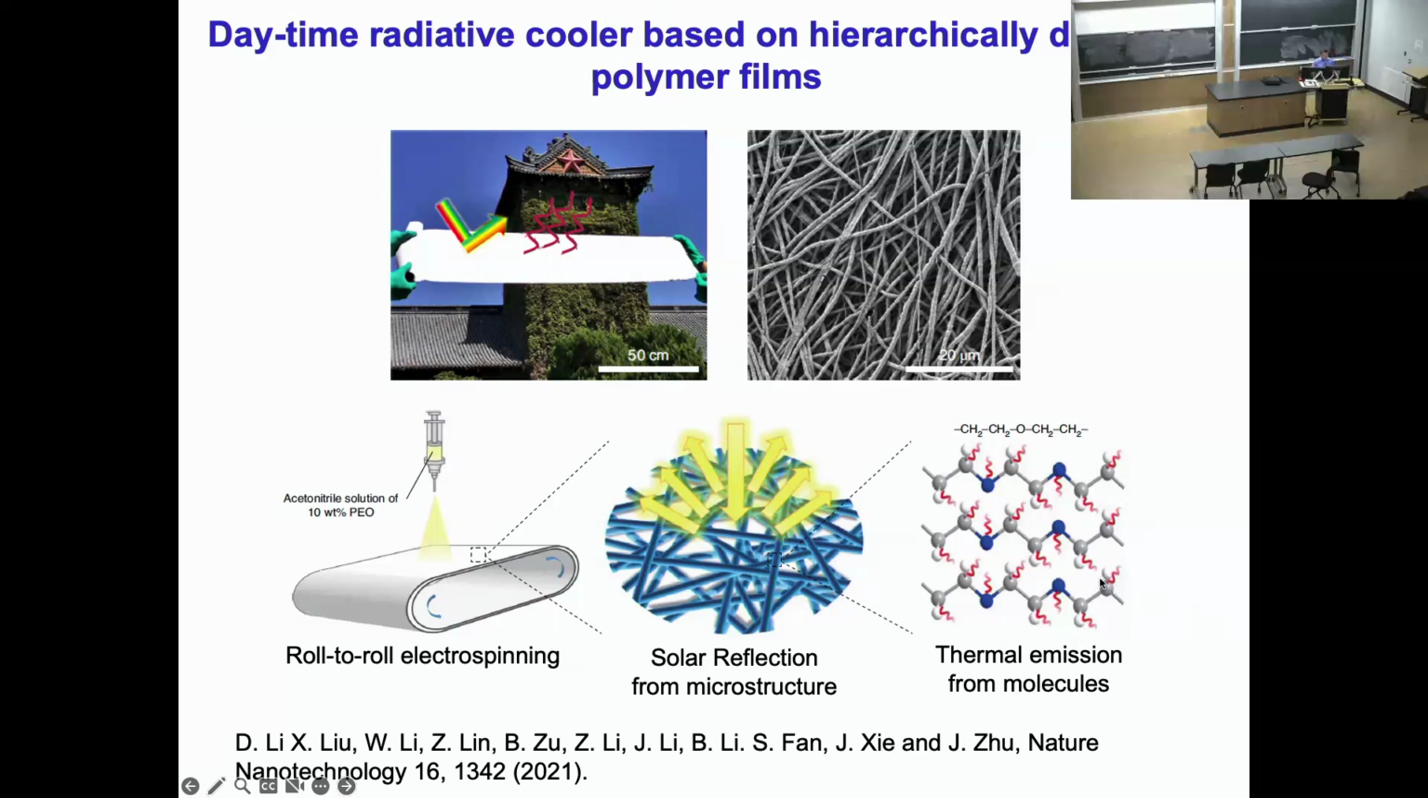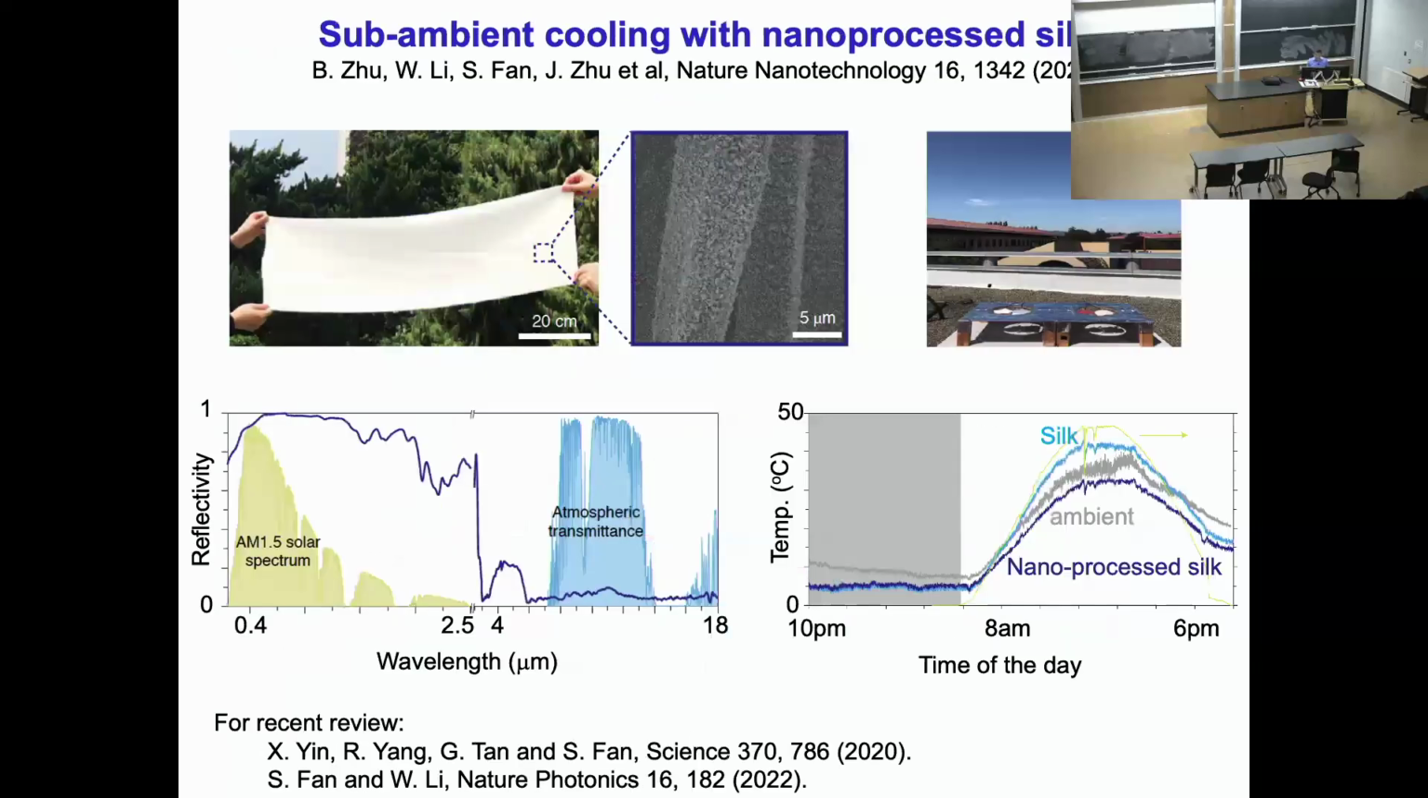On the other hand, a number of chemical bonds in the system emit thermal radiation in the thermal wavelength range. And his group has worked out a roll-to-roll electrospinning process that allows you to produce these films continuously over large scale, and these do radiative cooling. There are actually many, many materials that people have now demonstrated are capable of cooling under the sunlight.